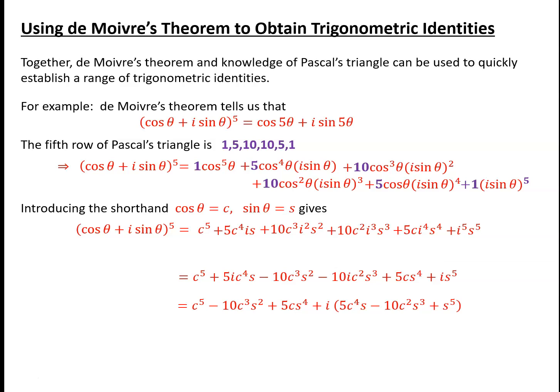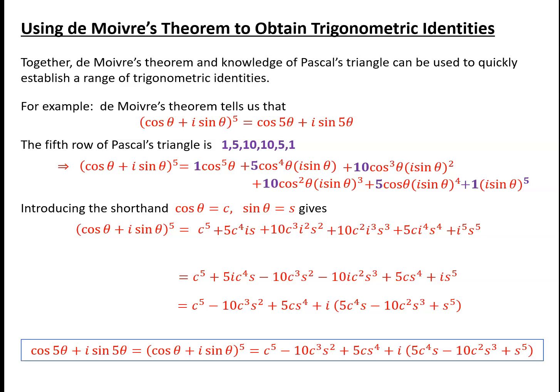And if we collect together the real terms and the imaginary terms, the real terms are c to the 5 minus 10 c cubed s squared plus 5c s to the power 4. And then the imaginary terms, well, factor out the i, we've got i times (5 c to the 4 s minus 10 c squared s cubed plus s to the 5).